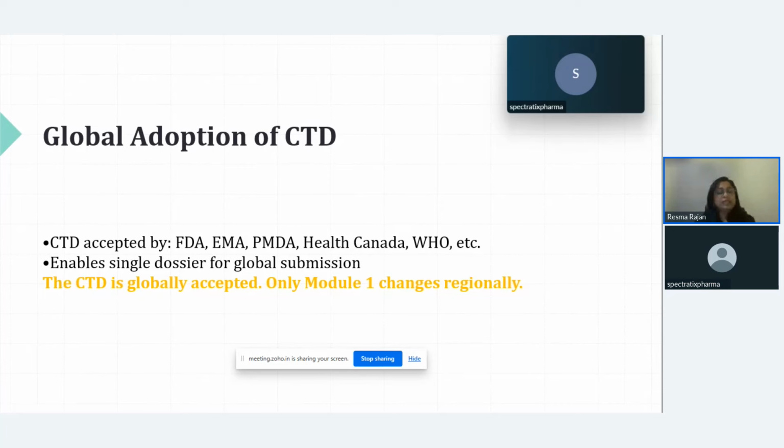But there are different versions of CTDs as well. All that we will see in different classes, because Asian countries will have just a slight change. Instead of module 2, they will not have a module 2 for the summary. They will directly have modules 1, 3, 4, 5, so only 4 modules will be there. So the CTD is globally accepted. Only one module changes regionally, because they have region-specific requirements in module 1, so that is not harmonized.